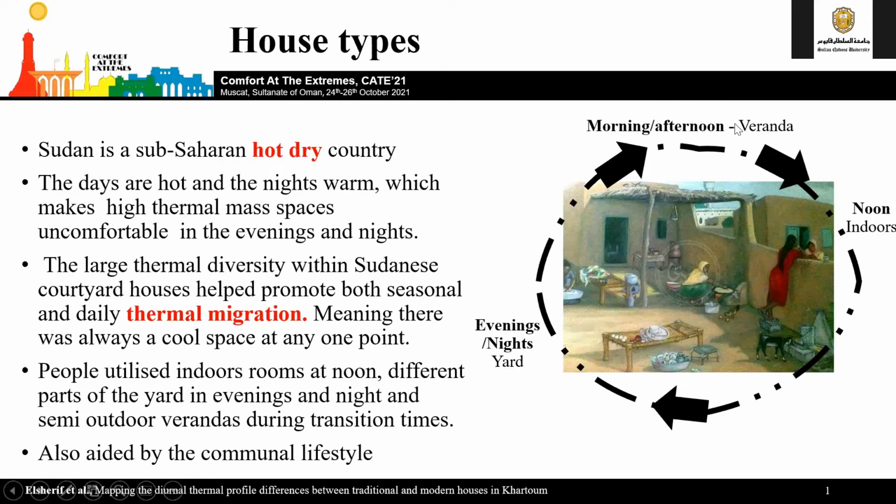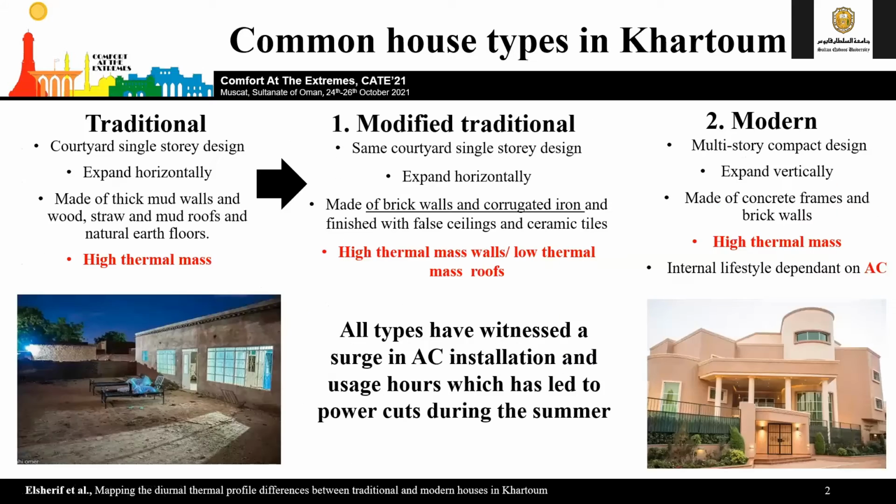So in the mornings, they go to a semi-outdoor space, the veranda, and then at noon, they go indoors into one of the scattered rooms. This is called thermal migration, and it's possible because of the thermal variety. There's always a space that's cool at any one point. And it was also possible because they lived a communal lifestyle where you didn't have an assigned space. You just moved around and did the activity wherever it was comfortable at the time.